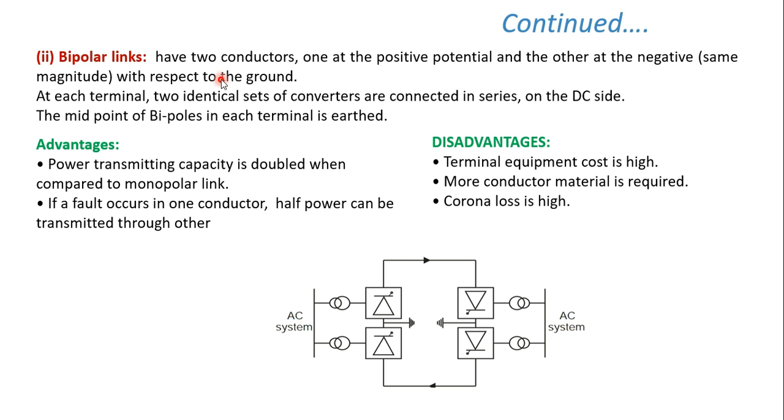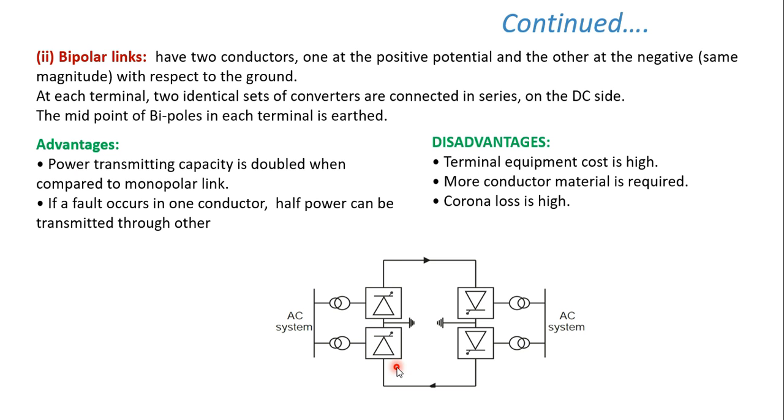Next is bipolar links. Bipolar links have two conductors, one at the positive potential and the other at the negative potential with respect to ground. At each terminal, two identical sets of converters are connected in series. There are two converters connected in series at both sides. Midpoint is earthed.